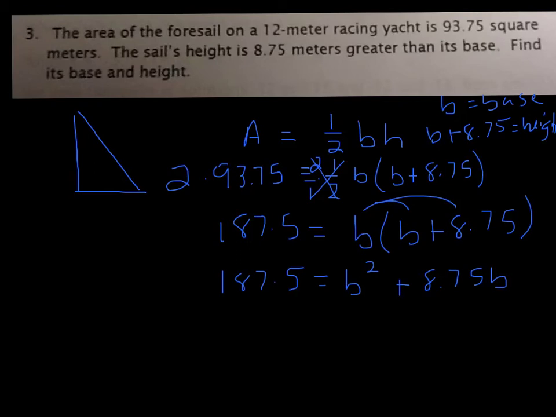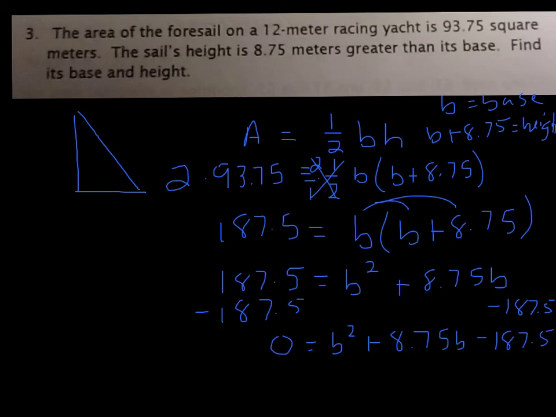Now we have to get this equal to 0, right? So we subtract 187.5 from both sides. And you end up with 0 equals b squared plus 8.75b minus 187.5. If you look, we basically have the same thing, just a little different because instead of having the minus in the middle and the minus at the end, we now have a plus in the middle and a minus at the end.